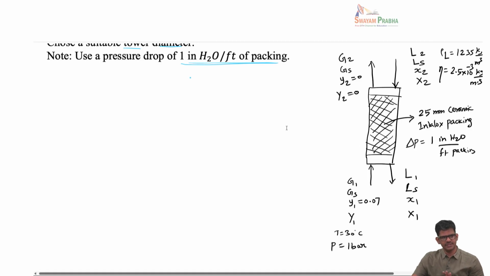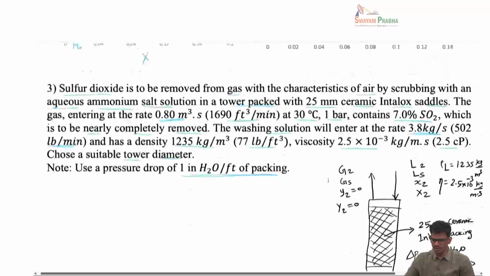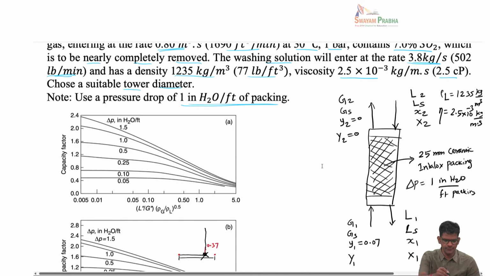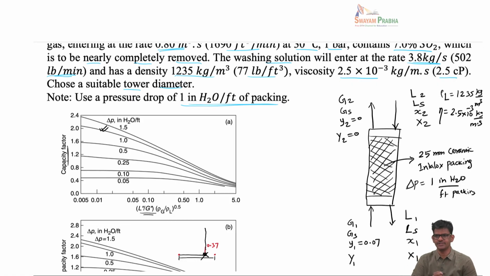So the strategy that we will use in this problem is, first we will use these pressure drop curves, which are plotted as a capacity factor versus the ratios of the flow rates. Okay, so I'm talking about the plots of this sort. What we would like to do is find out what this value is for this particular problem statement, and then we will choose this particular pressure drop line, and from there we will read the value of capacity factor. From the definition of capacity factor, we will find the gas mass flux, which is gas flow rate divided by the area. From there we will get the area, and from there we will get the diameter. Okay, so that's how we are going to do this problem.